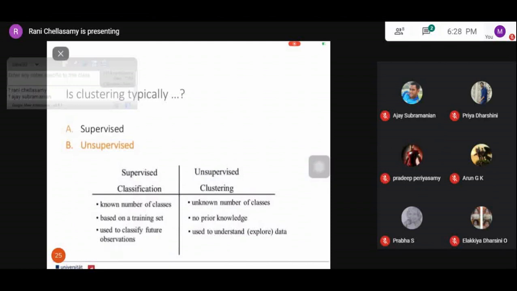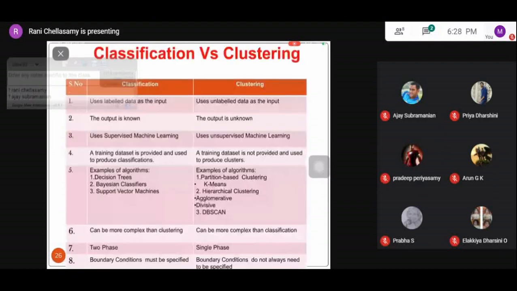That output will be predicted in case of classification. But in case of clustering, it is used to understand the data given, so you might gain knowledge out of the output. Adding some more points to compare classification and clustering: classification uses labeled data as the input, whereas clustering uses unlabeled data as the input. In classification the output is known, whereas in clustering the output is not known.